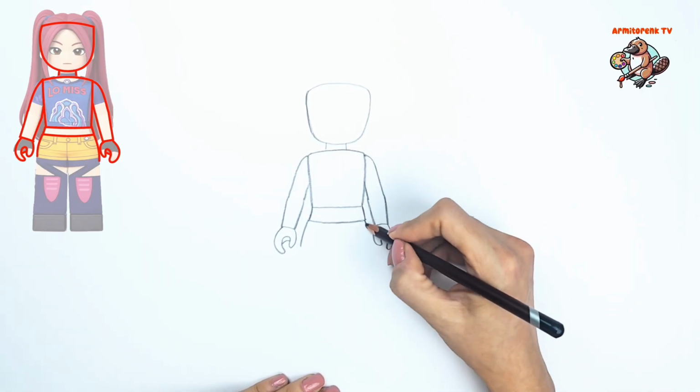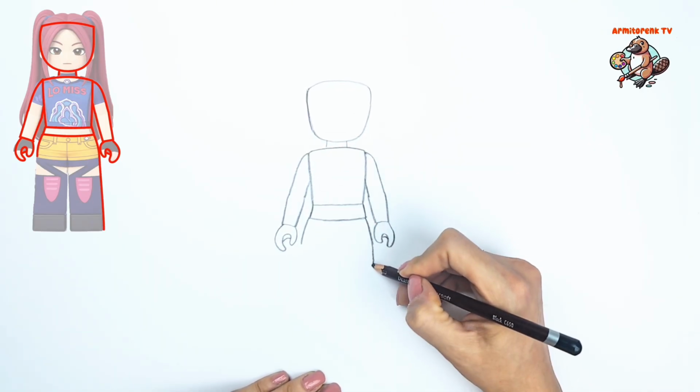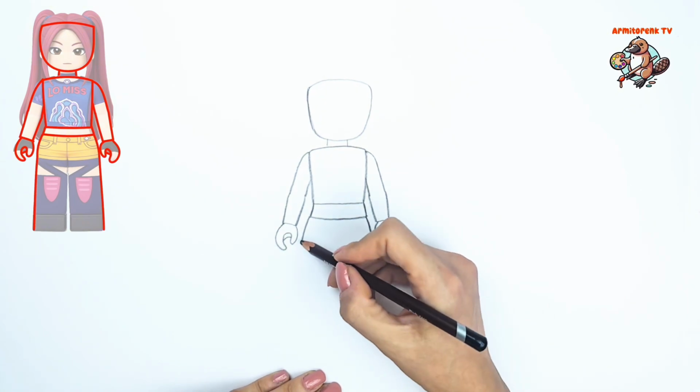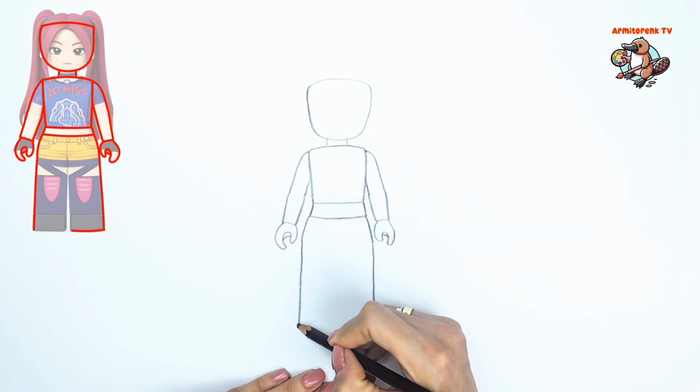Legs. Draw 2 long rectangles under the body. Keep the legs close together, just like a Roblox character.